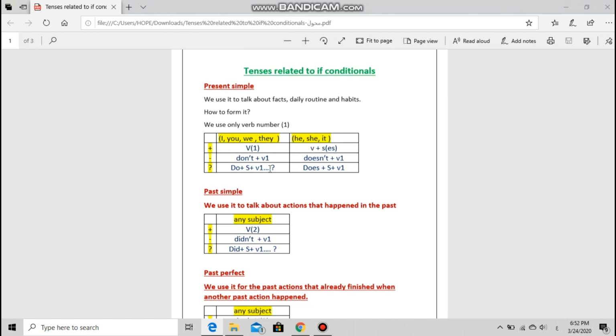Okay. If I want to negate the sentence, I add don't if the subject is one of these, or doesn't if the subject is singular. Also, we use do or does in forming questions.